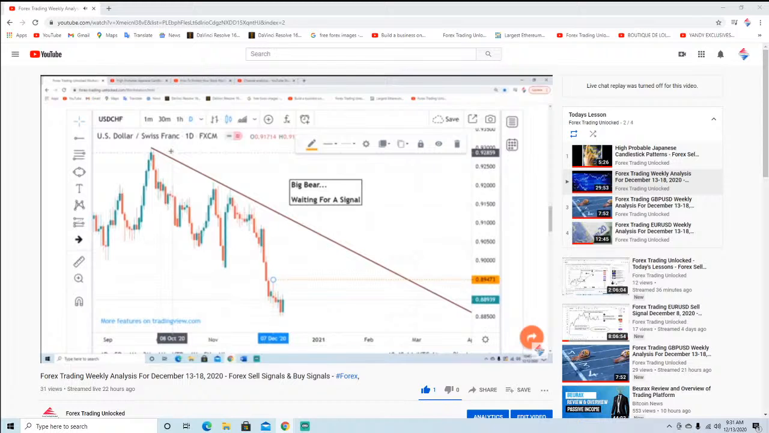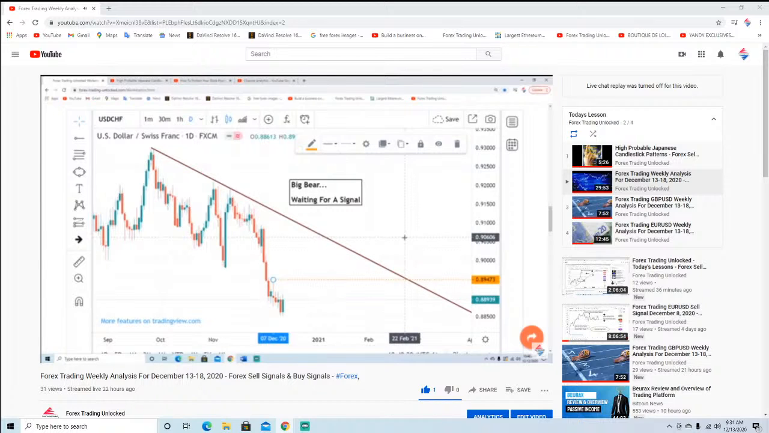Downward sloping resistance on the U.S. dollar here. The CHF is very strong. Remember, even though we have Brexit coming on, what do we have? The Swiss is obviously part of the EU. We were waiting for a signal. The Swiss currency is a flight to quality currency. We were waiting for a signal, and guess what? We got a signal. We definitely got a signal here.